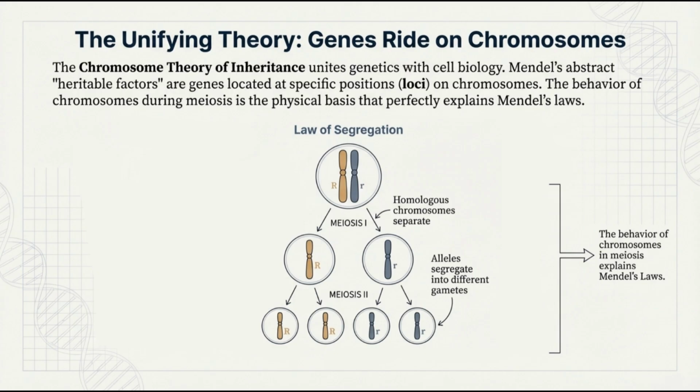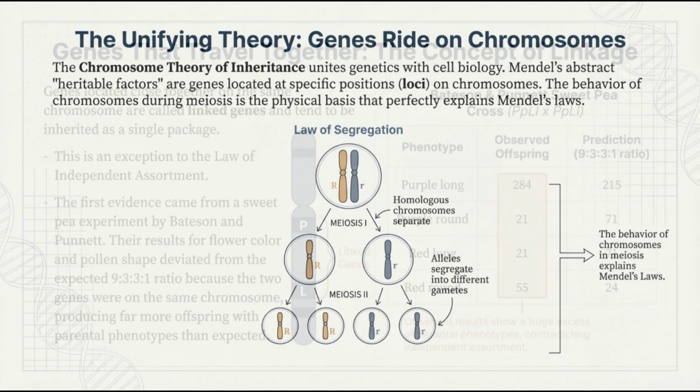So how does that explain the law of segregation specifically? The law of segregation is perfectly explained by what happens during meiosis I. You have your homologous chromosomes, one from mom, one from dad. They physically separate, they pull apart. And the alleles on them go along for the ride. Exactly. So the alleles are automatically partitioned into different gametes. The cell literally segregates the factors for us.